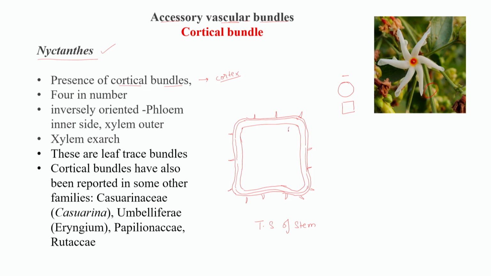Now at the four corners you will find these cortical bundles. Okay. In this cortical bundle you will find cambium, and xylem and phloem. So this is the cortical bundle. Now what happens to the inner structures?